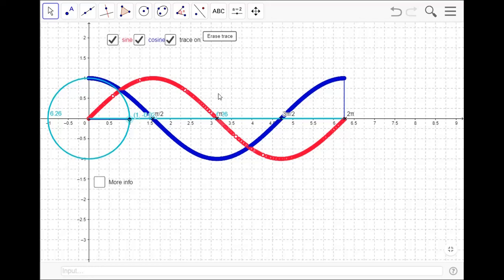Between 0 and 2 pi, you can observe there are 2 points where sin x and cos x take the same value. One is in the first quadrant, and you know this value. When does sin x equal cos x? When x equal to pi by 4, sin pi by 4 is 1 by root 2, and cos pi by 4 is also 1 by root 2.